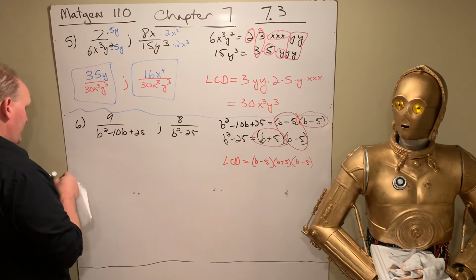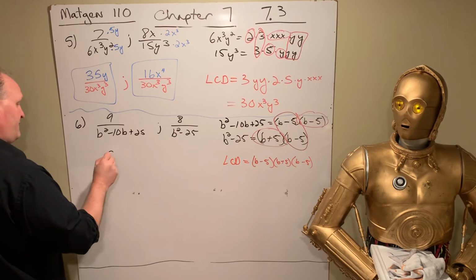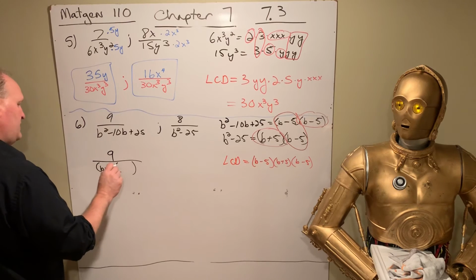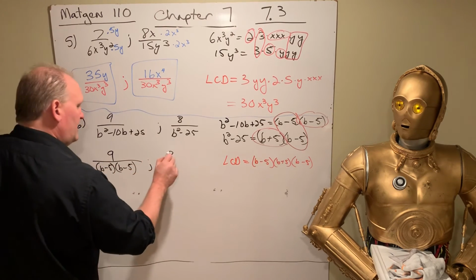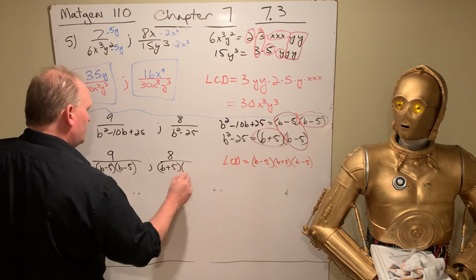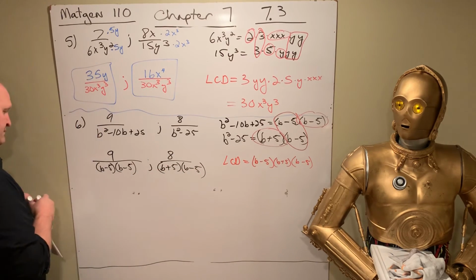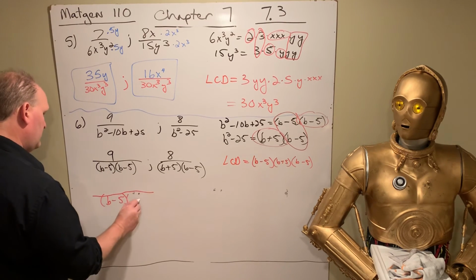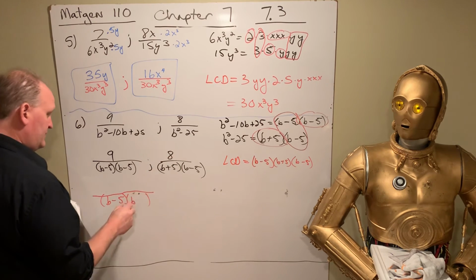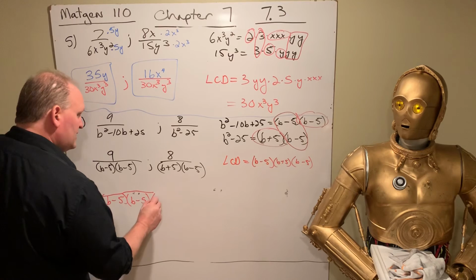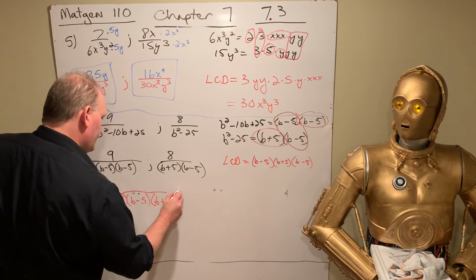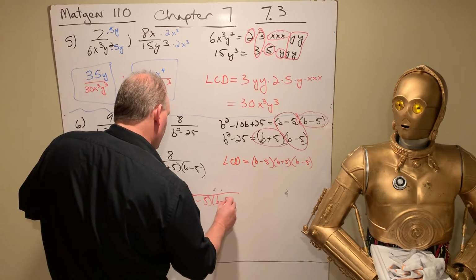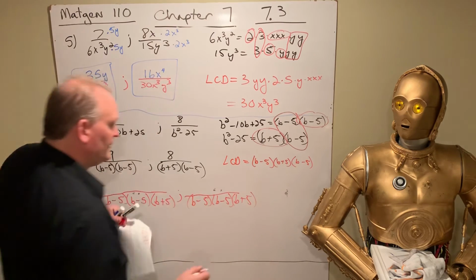So now, do yourself a favor. Rewrite this before you start and figure out what to multiply top and bottom by. Rewrite it. You already factored it right there. Just copy it. So b minus 5, b minus 5 there. And b plus 5, b minus 5 there. Now, write down your common denominator. So b minus 5, b plus 5, b minus 5, b plus 5. All right.